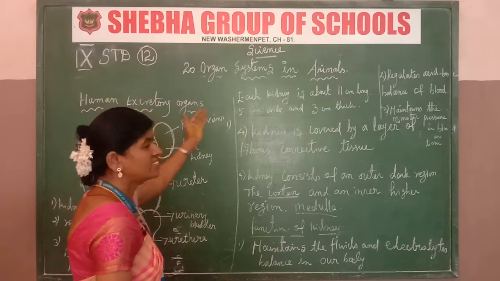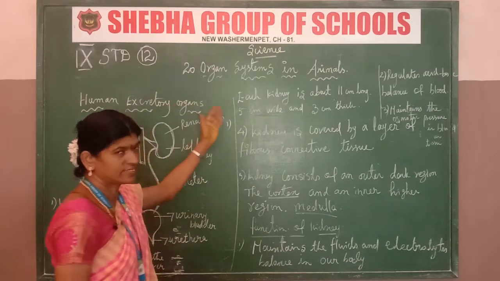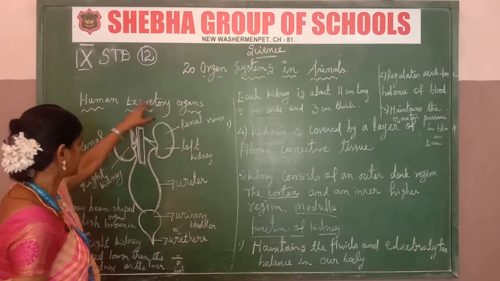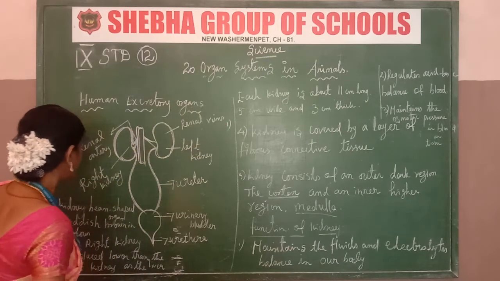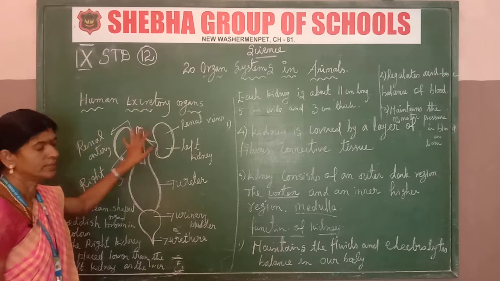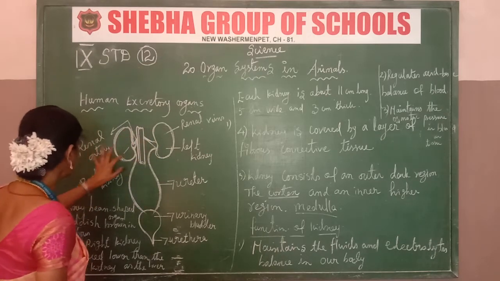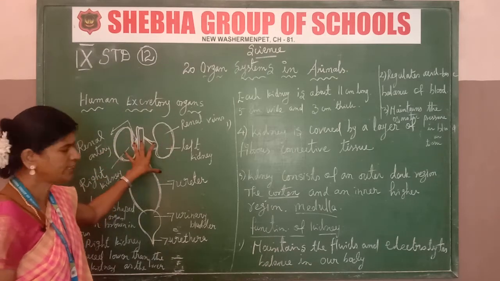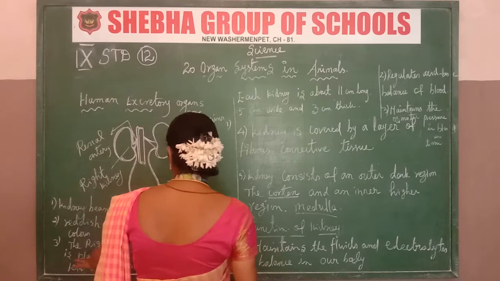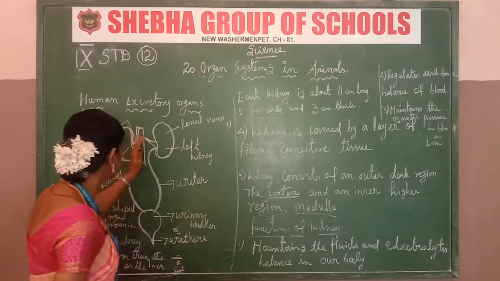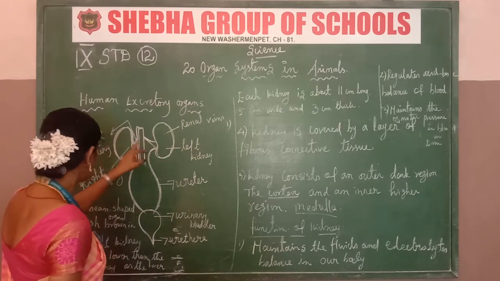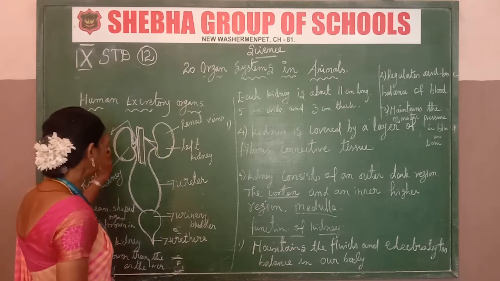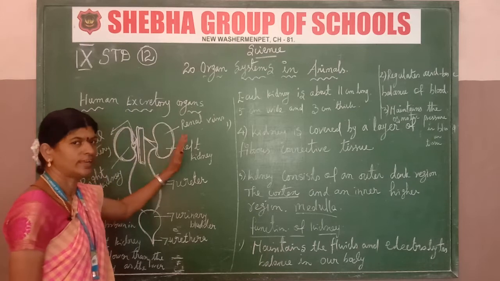Human excretory organ. Listen, the diagram shows the human excretory organ. First of all, the kidney is a bean-shaped structure, reddish brown in color. Next, the right kidney is placed lower than the left kidney.